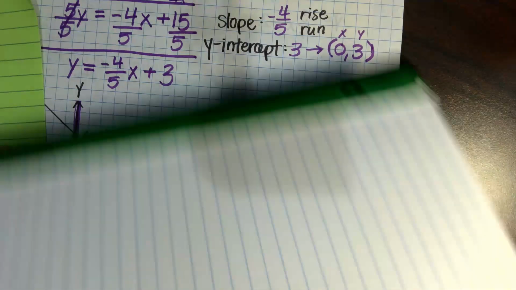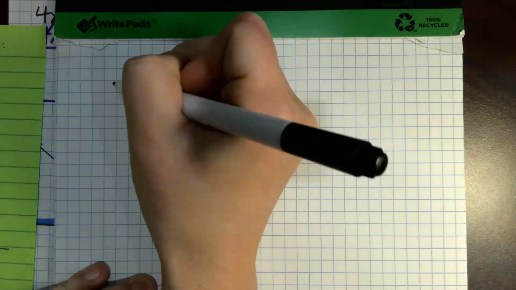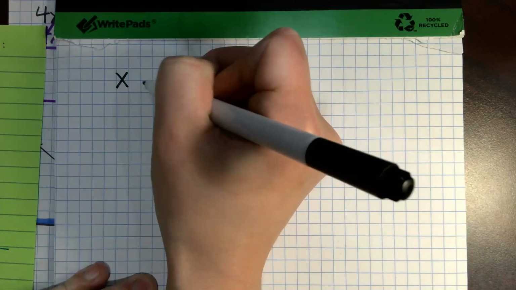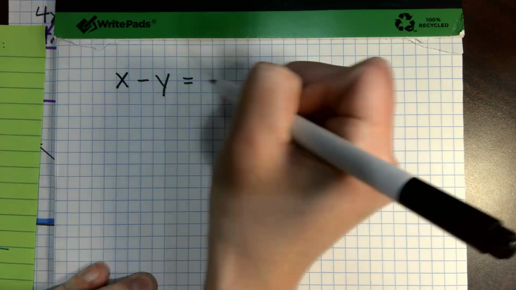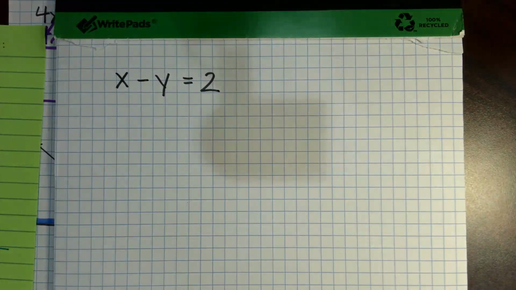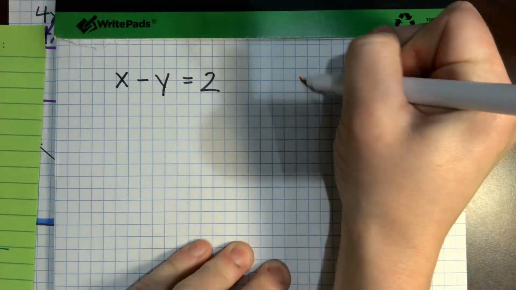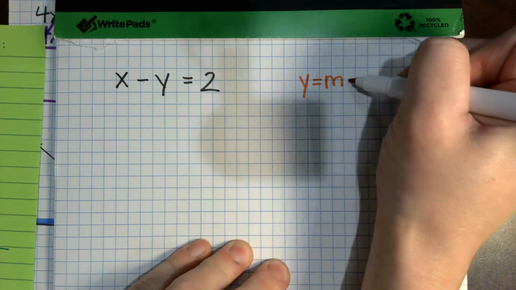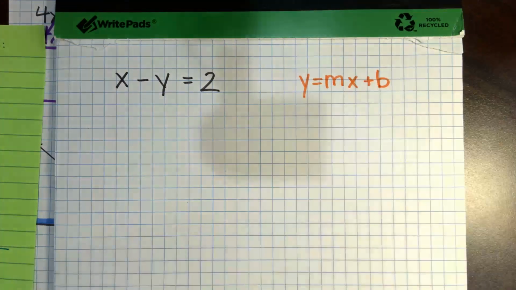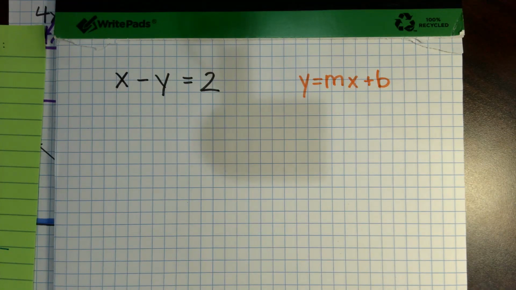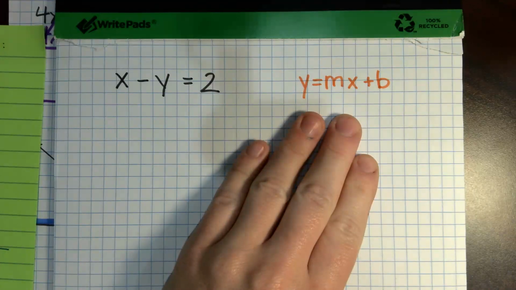Okay. So, here is another example. We have x minus y equals 2. Remember, slope-intercept form is y equals mx plus b. So we want to start by rearranging this equation so that it becomes slope-intercept form. We want to convert it.